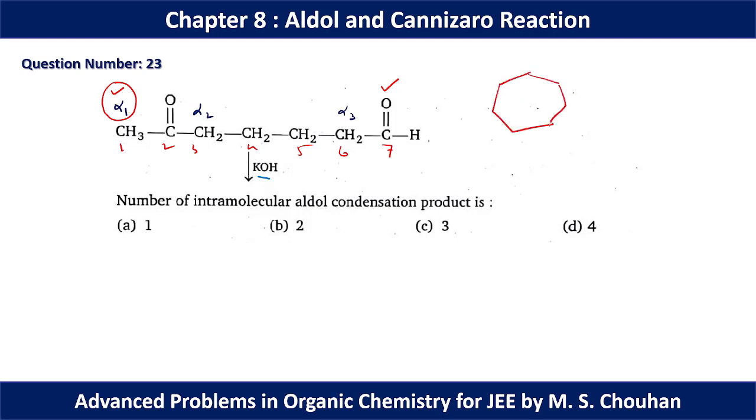So the product will look like this, with double bond O. Here we don't have any heat, so a beta hydroxy aldehyde or ketone will be the final product. In this case the 1,7 bond is attached. Now this is the 2 position, and at the 7 position we have OH, and this is going to be the final product.